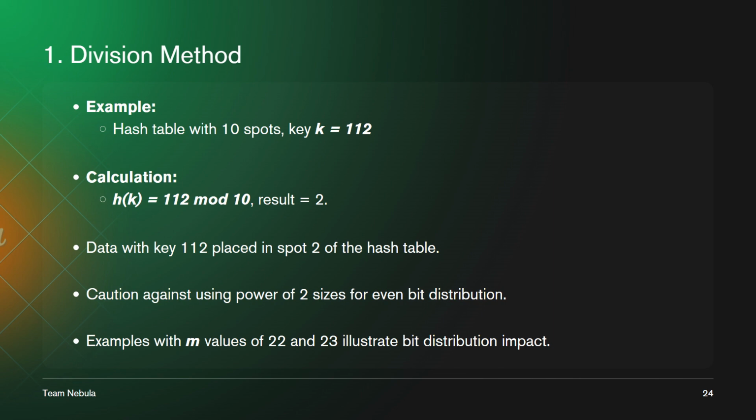So, if m is 2^2 and k is 17, our formula becomes h of k equals 17 modulus 2^2, which is also equal to 10001 modulus 100, resulting in a final value of 01. So similarly, if m is 2^3, we get h of k equals 17 modulus 2^3, which is also equal to 10001 modulus 1000, resulting in a final value of 001.